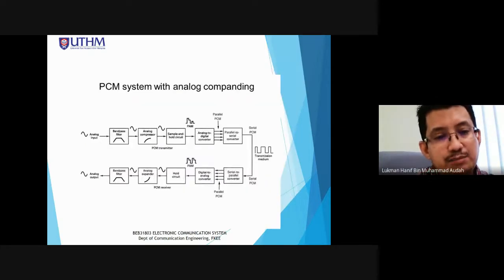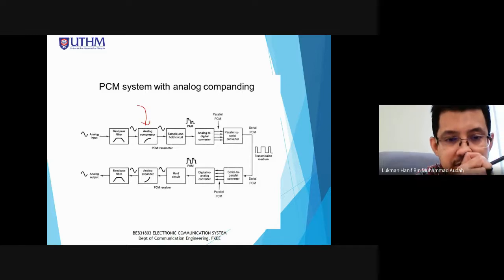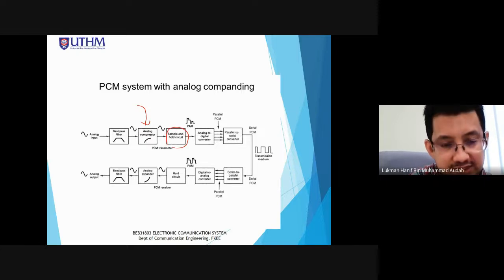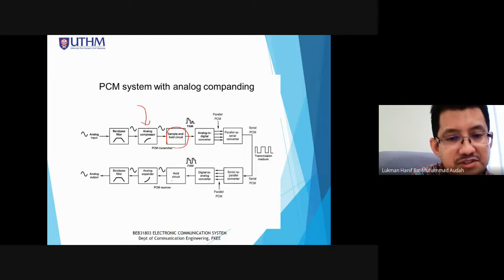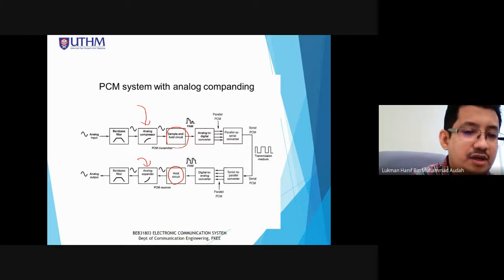Kalau ada expansion and compression, okay, maknanya kita perlu letak analog compressor di sini sebelum sampling proses. Okay, sebelum sampling proses. Manakala expansion kita letakkan selepas hold circuit pada receiver. Okay, we have another expander. Okay, nampak simbol dia adalah ini, ini simbol compress. Kalau expand, we use this symbol. We expand.